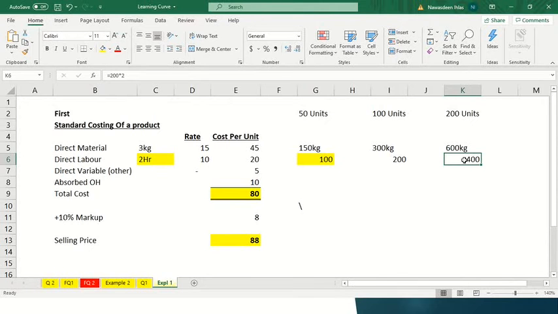But if we apply the learning curve theory, this time will get reduced. That is the learning curve theory. So here we are saying when this employee doing this same job again and again, what will happen? This time consumption will get reduced.